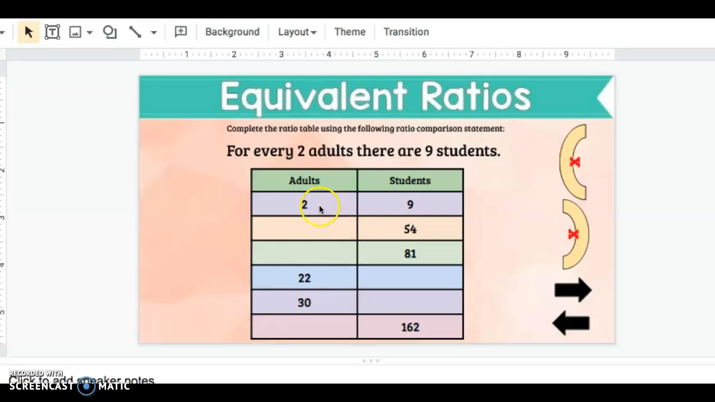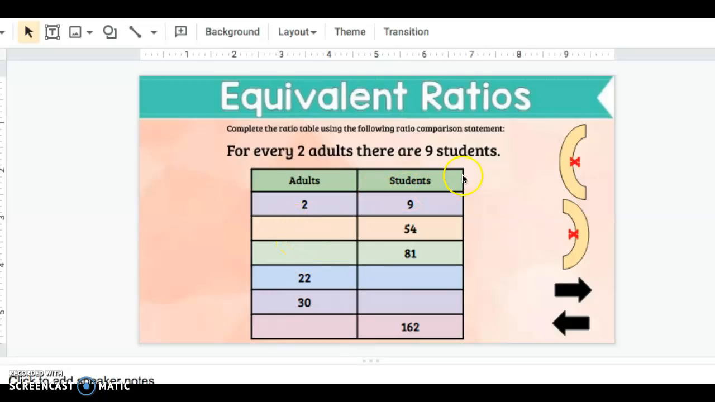So for instance, if I were to go for 2 and looking at 9, for every 2 adults, there are 9 students. That's my ratio comparison statement. So I did a ratio of 2 to 9, 2 adults to 9 students. But there's parts of my chart that are missing. And we need to look at this chart to determine the missing spots.